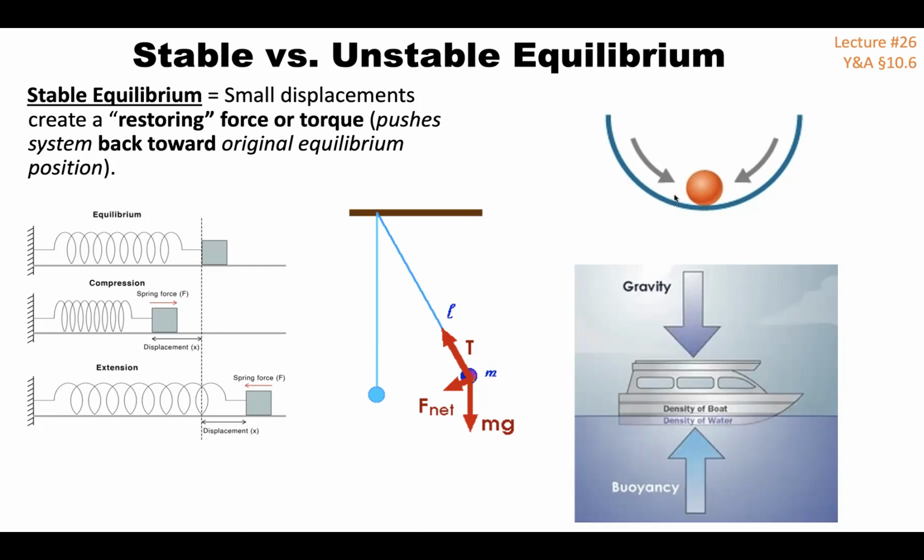Same thing is true for the marble on the bottom of the bowl. Same is true for the boat. If we were to take the boat, push hard down on the boat and just push it further into the water and then let go, what will happen is the buoyant force will grow, but the weight won't change, and it will try and push the boat back up after we release it. If we were to lift the boat up a little bit, then the buoyant force will shrink, the weight doesn't change, and the same thing will happen when we release it. It'll go back to the equilibrium position. These are all stable equilibria because small displacements result in restoring forces or restoring torques.